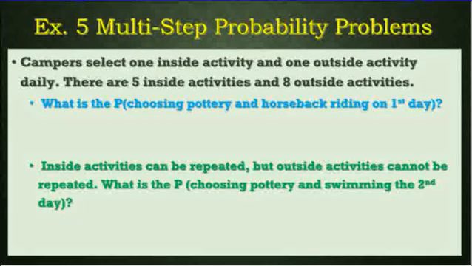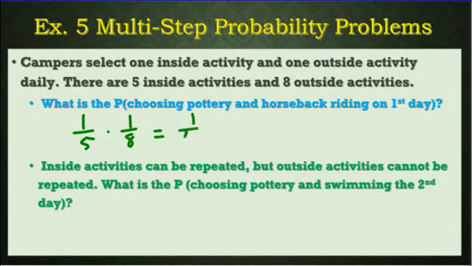And our last question, campers select 1 inside activity and 1 outside activity daily. There are 5 inside activities and 8 outside activities. What is the probability of choosing pottery and horseback riding on the first day? Pottery would be the inside activity. So the inside activity, you have 1 out of 5 chances of picking pottery, and you have 1 out of 8 chances of picking the horseback. That would give you 1 out of 40 chances of choosing a pottery and horseback riding on the first day.